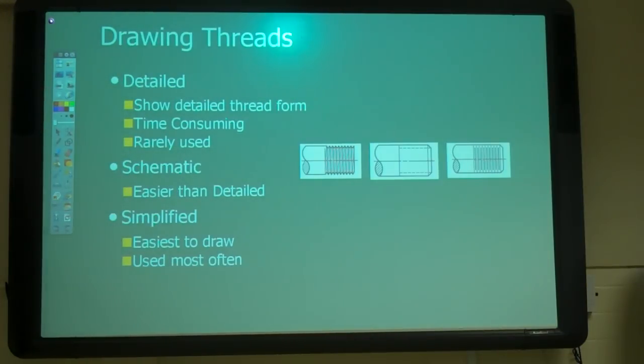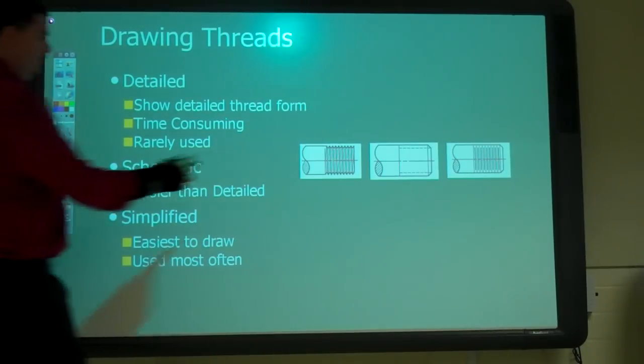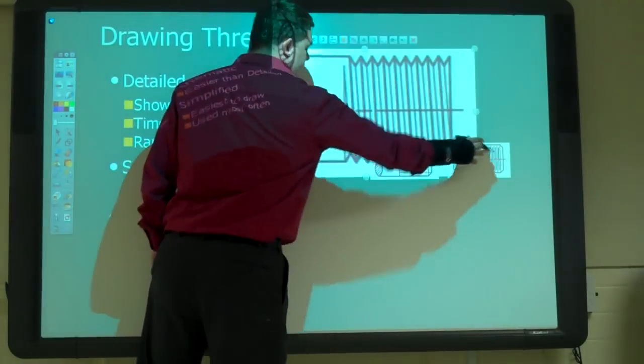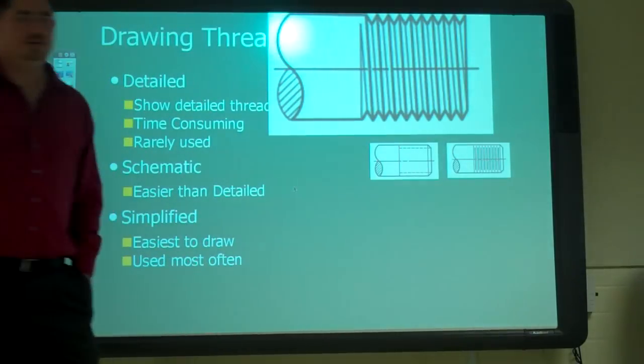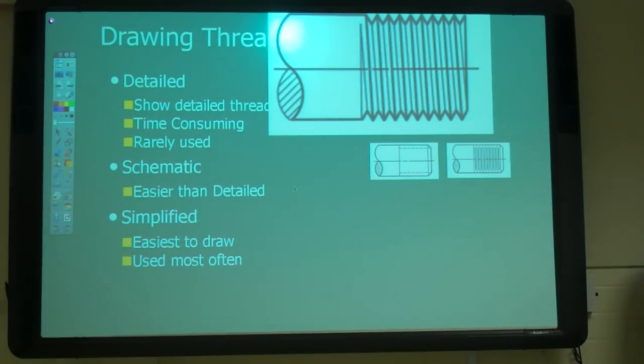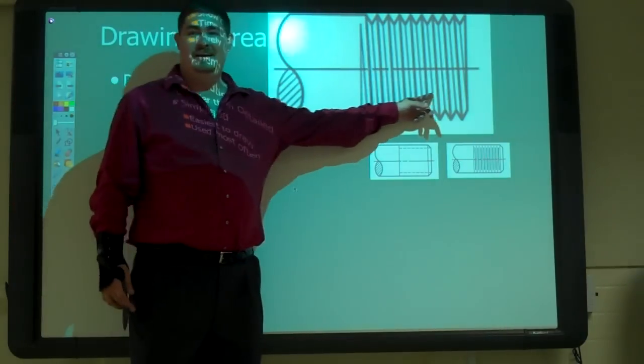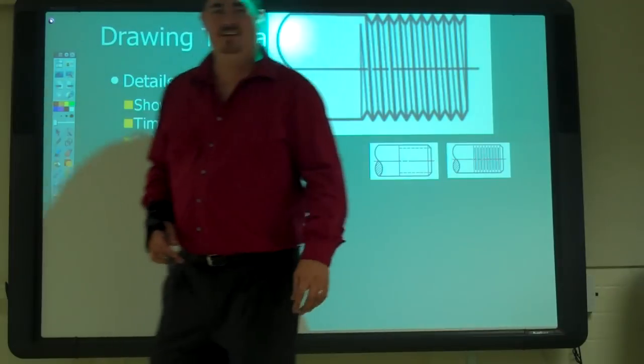All right. When we draw threads, there's 3 ways to draw it. We can draw a detail, where we show the entire thread. Which of those 3 do you think is the detailed one? The first one, right? You can actually see the threads on it. So that's the detailed one. And so we don't use it. Why? It takes time. Time is money. It doesn't do anything for the drawing to make it look like that. So why do it? It's just wasting time.